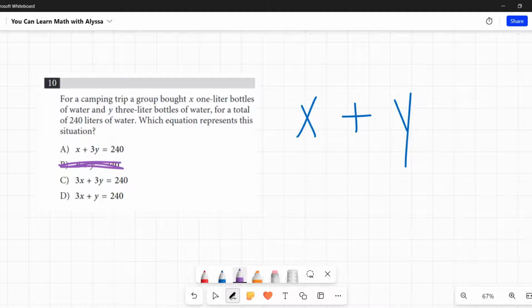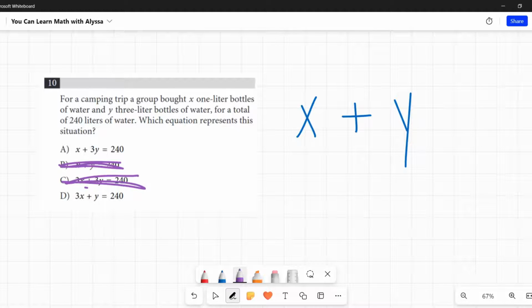It's always good to look at your answers on these. So what's happening here? Here it's saying we're multiplying the X by 1 and the Y by 3, and it gets us our total. That seems pretty logical, but let's look at our other two just to make sure that we're on the right track. With A, here it's 3 times X and 3 times Y would equal a total of 240 liters. Well, that's not true because the X is only 1 liter. Why would I be multiplying the X by 3?